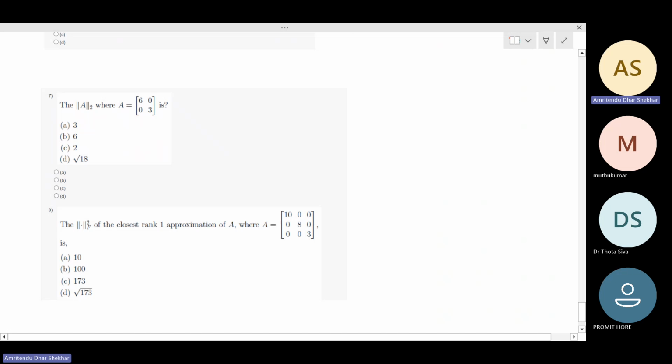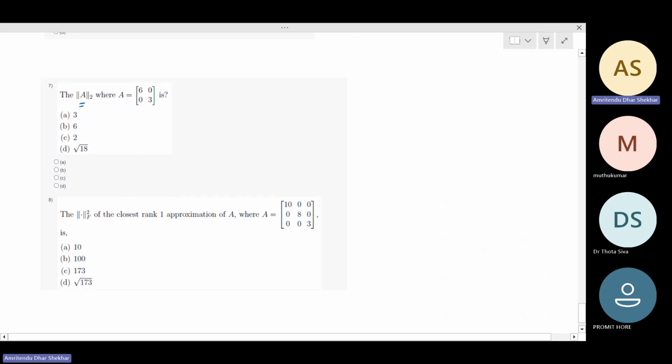Again, you have to compute the two norm of A. It should be clear what the two norm of A is because A is already a diagonal matrix, and if you're given a diagonal matrix, then the SVD is very clear from the diagram. You know that the two norm would be equal to the largest singular value.